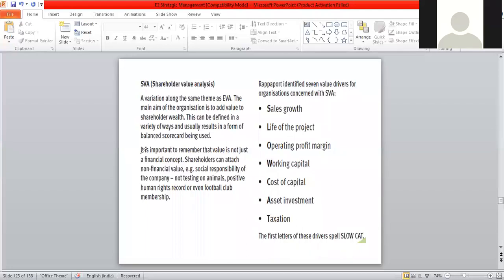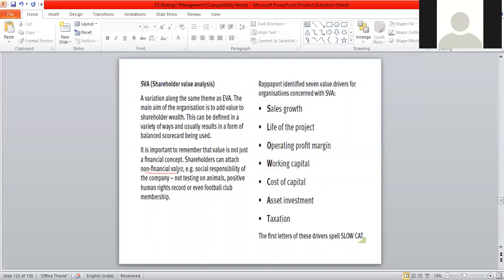It is important to remember that value is not just a financial concept. Shareholders can attach non-financial value, like social responsibility of the company, not testing on animals, positive human rights records. These are examples.